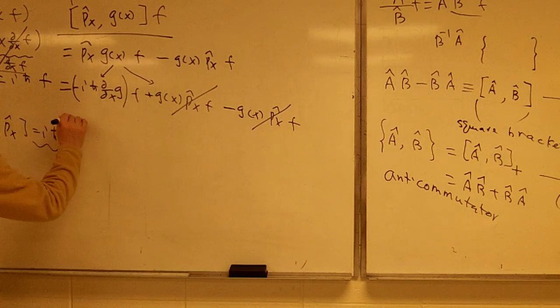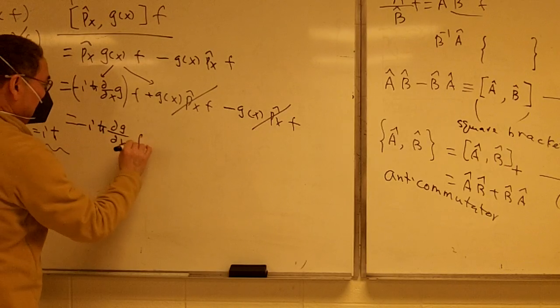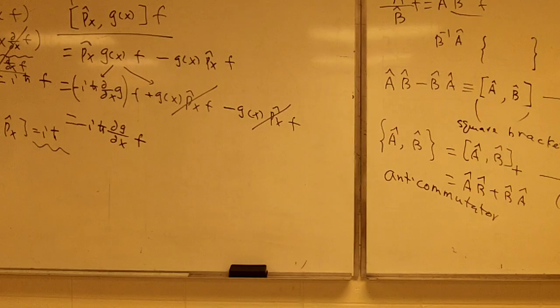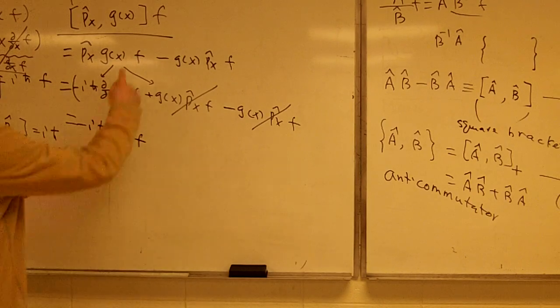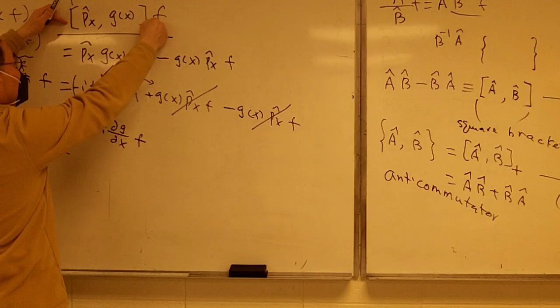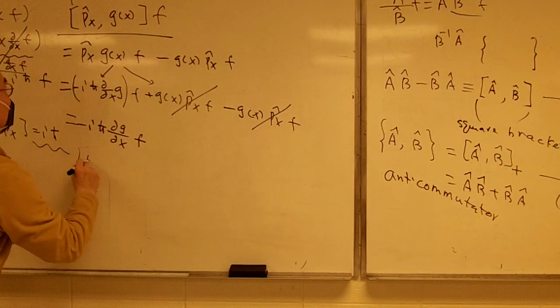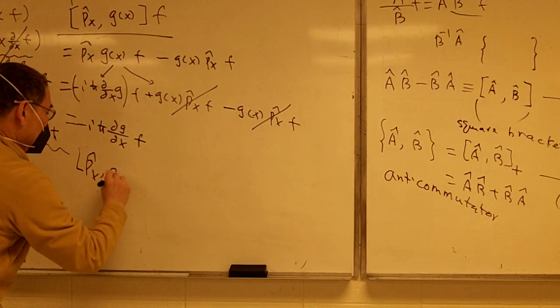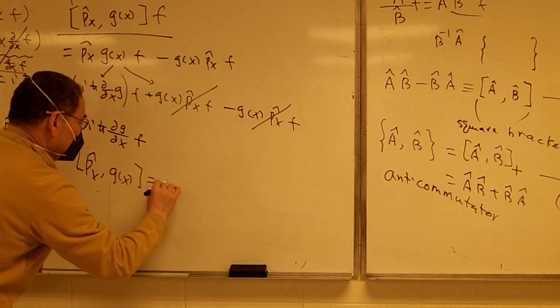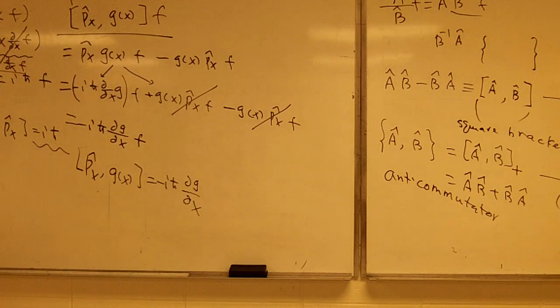So now my final expression will be partial g over partial x and f, like this. And this is the final result. Now, since my f is arbitrary, therefore the commutator here must equal this term. So in other words, this is a px hat, gx, and this has to equal partial g over partial x. That's the commutator you have. You can check whether this is actually correct or not.